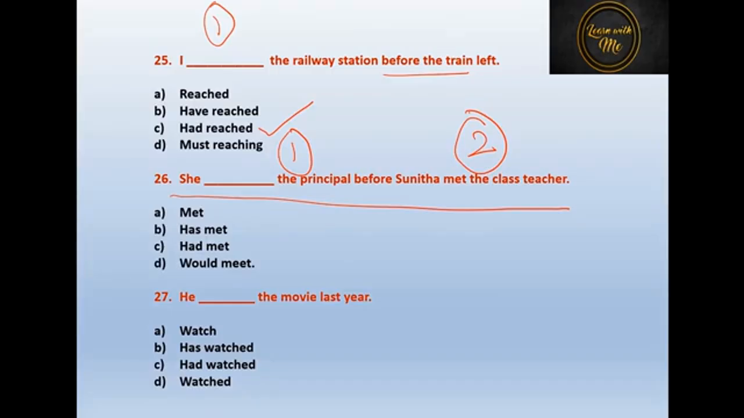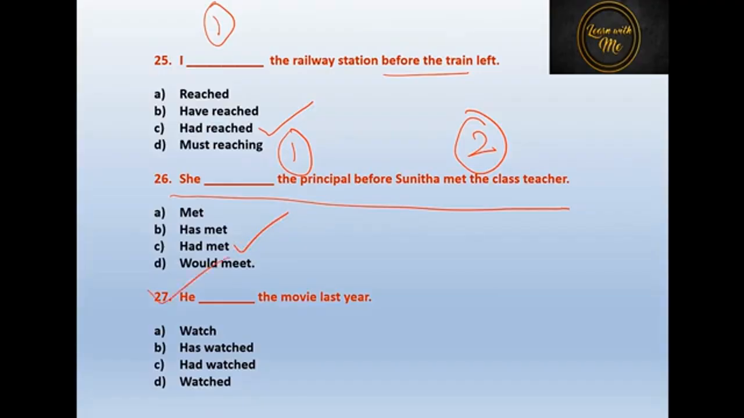You will use simple past for long completed actions. I watched the movie yesterday, day before yesterday, last week, that is simple past. When you will use past perfect, definitely there should be two past actions and the first past action completed before the second past action began in the past. So here in question number 26, she had met the principal before Sunita met the class teacher.